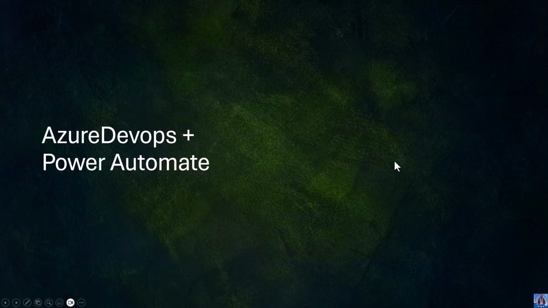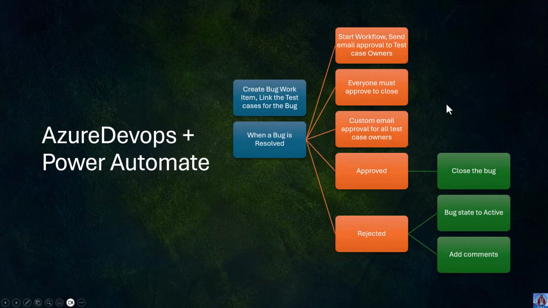Okay, so basically for the Azure DevOps plus Power Automate integration, in this video I'll go through this process. The first step is to create a bug in Azure DevOps. Whenever an Azure work item with a bug work item type is created, a link is created for each bug, where this link is nothing but the test cases for the bug item. Imagine a developer is going to fix a bug; there should be associated test cases for the bug.